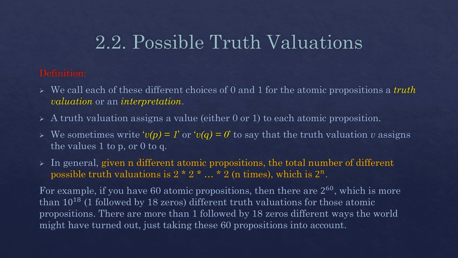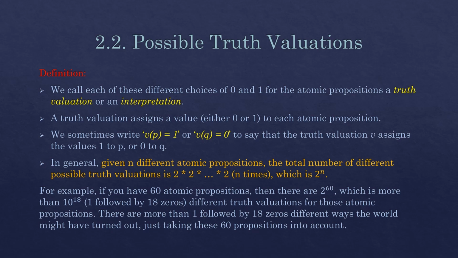This base 2 indicates that we have a two-valued logical system. For example, if we want to explain a three-valued logical system, our mathematical formula will be 3 to the nth power. That is, we should change the base of this formula from 2 to 3. And n indicates how many atomic propositions we want to consider in these truth valuations.